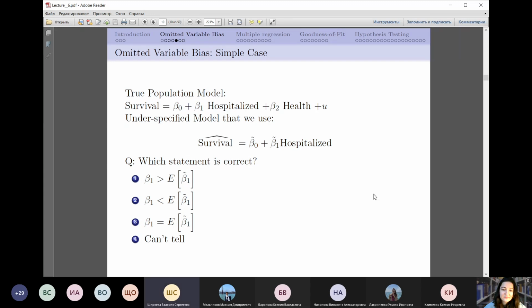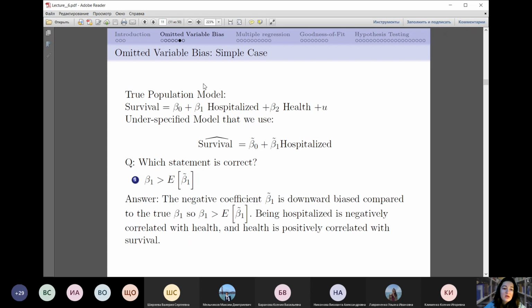Because if we consider also health, their survival will be less. So this is why the expected value should be smaller than what we got. Yeah, you're right. In general, we have a downward bias. The first answer is right. So let's discuss for other students: which logic should you follow when you want to answer this kind of questions?